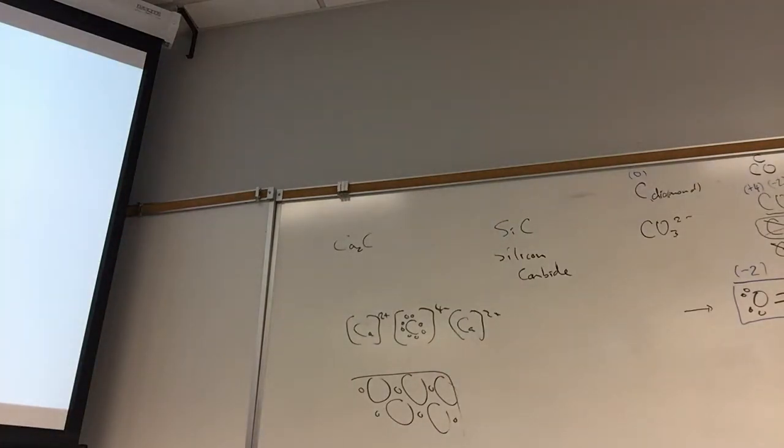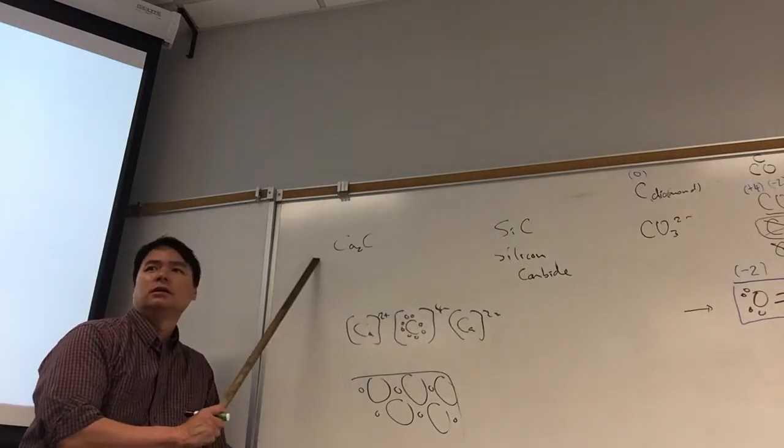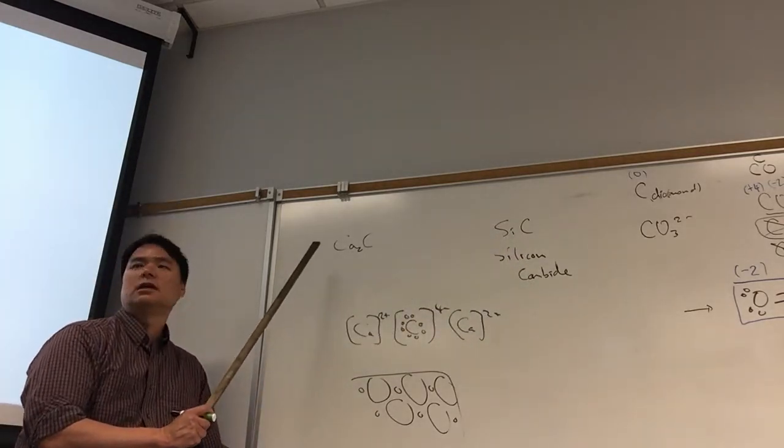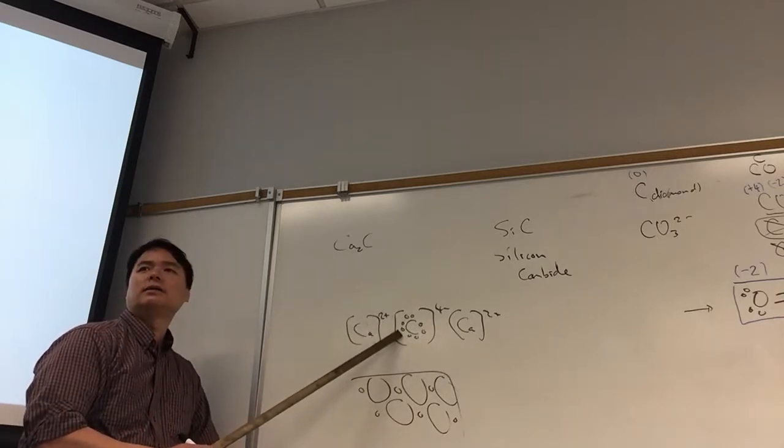Right? And so the bonding is quite a bit different in silicon carbide. There's much more sharing of electrons versus in calcium carbide. And so even though they're both called carbides, the true charge on carbon is quite a bit different in these two. This is much more towards the formal charge end. This is much more towards the oxidation state end.